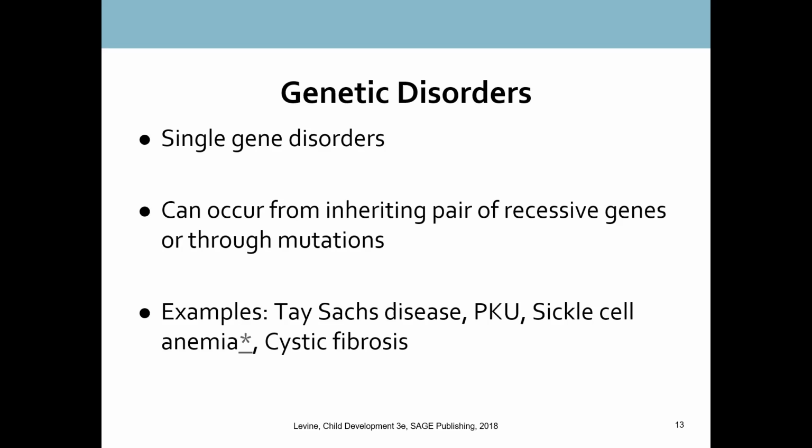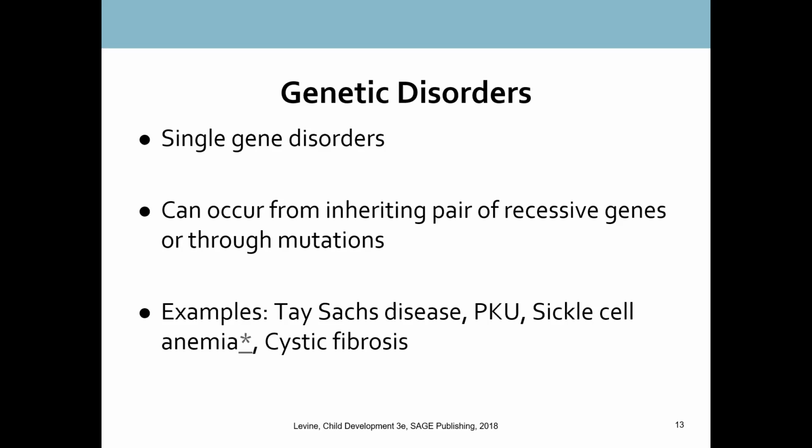PKU is a disorder where the child is missing an enzyme that normally would break up certain proteins in the diet. Because they're missing this enzyme, these proteins don't get broken up. They end up causing intellectual disability, usually by the age of 1.